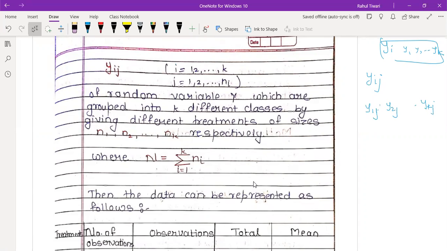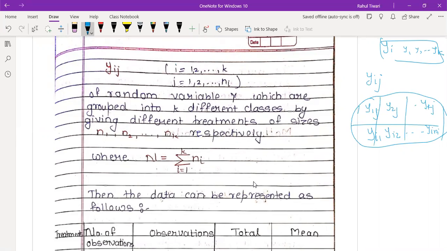Similarly, I have the j factor, so j is running from 1 to ni. So i changes in the first case, and i remains the same in the second: yi1, yi2, and so on yini. These are actually my observations. But how can you collect these observations? That is a task I will tell you about when we do real life applications, because collecting these observations is not a very simple task.